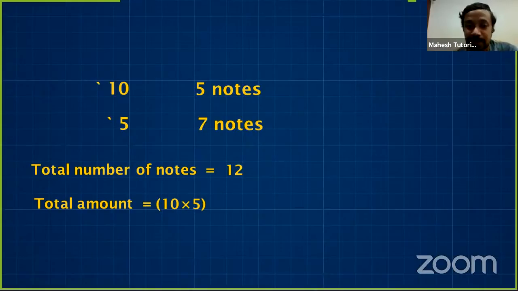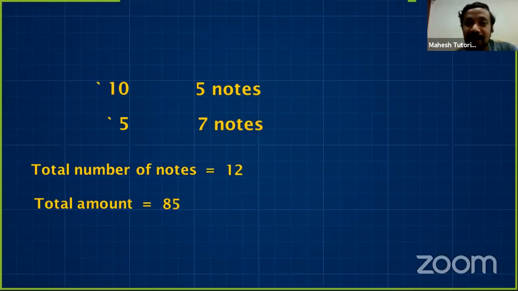Exactly in the same way, students, 5 rupees wale, I'm having how many notes? 7 notes. So what would be the amount that I'll have? Absolutely correct. 35 rupees. How do I get that? 5 into 7. So students, in that case, the total amount would be 10 fives are 50, plus 5 sevens are 35. So 50 plus 35, the total amount would be 85.